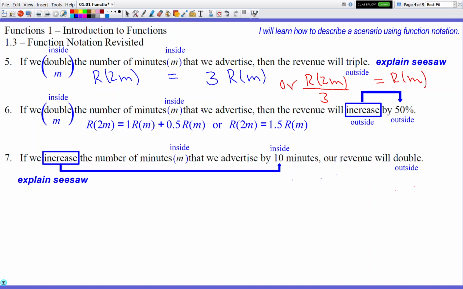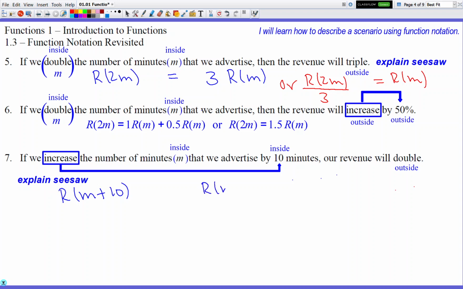All right, so let's look at number 7. Number 7 says we're going to be doing something funky to the letter M. We're going to increase the number of minutes by 10. So that's going to be one of our scenarios: R of M plus 10, so increased by 10. And like I said, we're always going to describe what we're going to do to one of our letters, and the other letter is going to be unchanged.